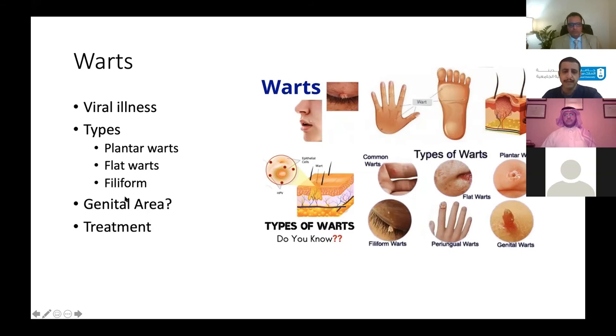And if it comes to the genital area, you have to be careful. Because especially for kids, when it comes to the genital area, it can be one of the signs of child abuse. So keep it in your mind. The treatment varies, actually, from strong acid like salicylic acid, or other herbal medicine they are using, and cryotherapy, laser. So there are various treatments for warts.